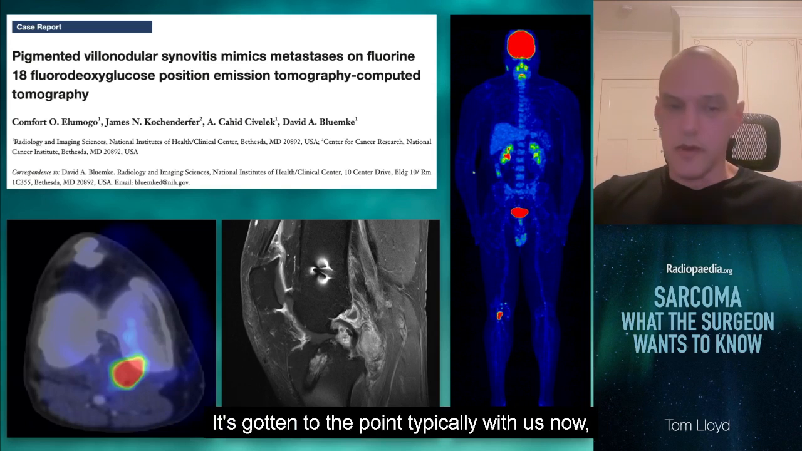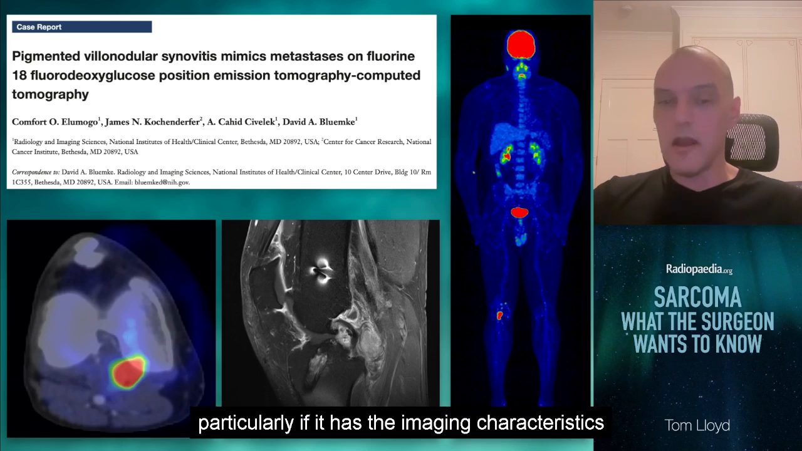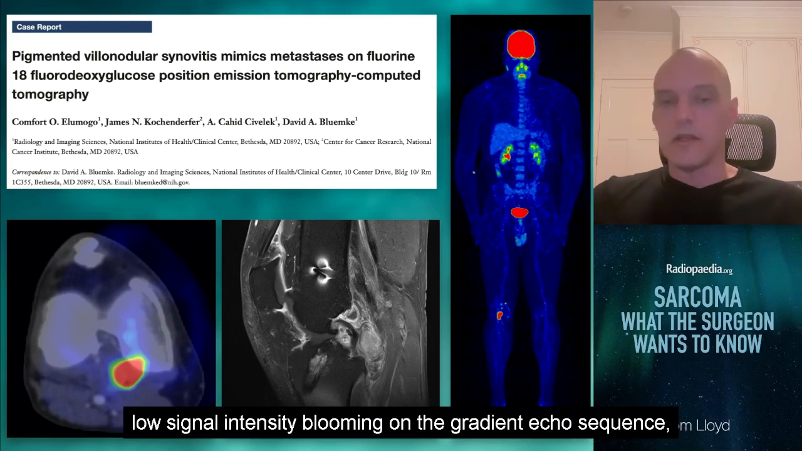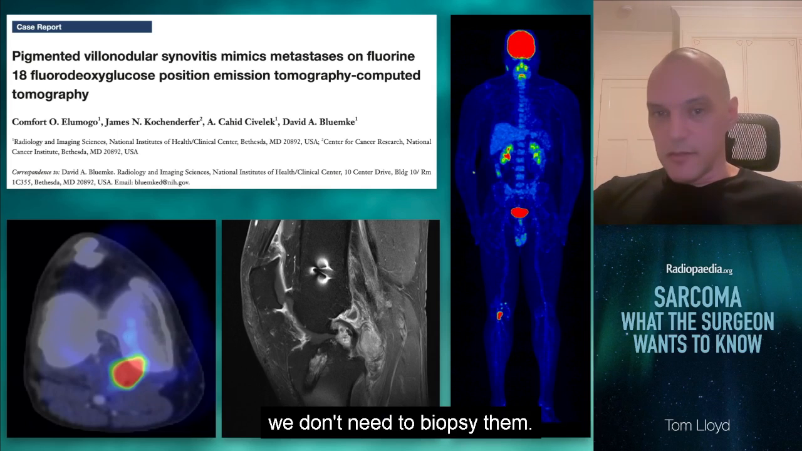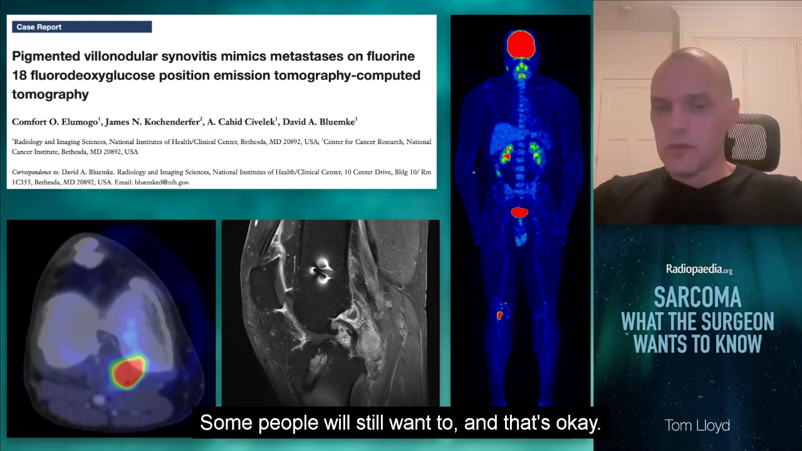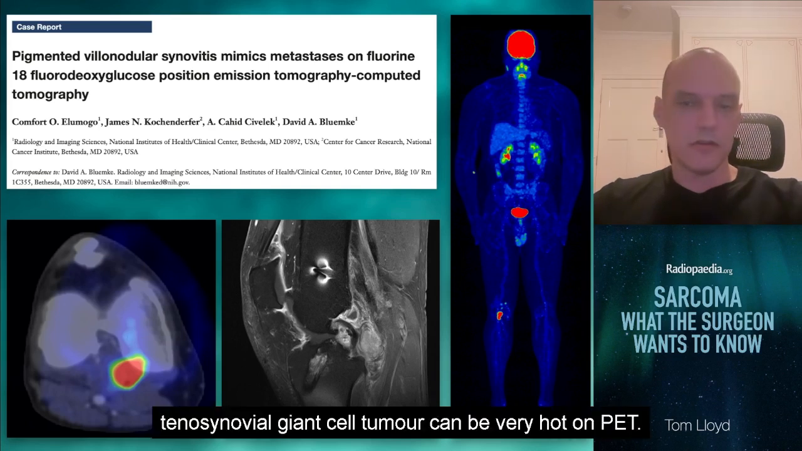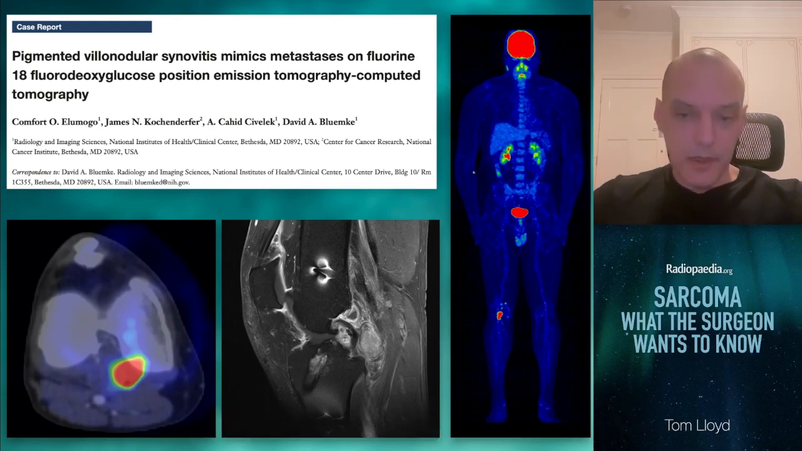It's gotten to the point typically with us now where if you can do an MR and prove that it's an intra-articular lesion, particularly if it has the imaging characteristics that you tend to see with PVNS of low signal intensity, blooming on the gradient echo sequence, we don't need to biopsy them. Some people will still want to, and that's okay, but to be aware that PVNS or tenosynovial giant cell tumour can be very hot on PET.